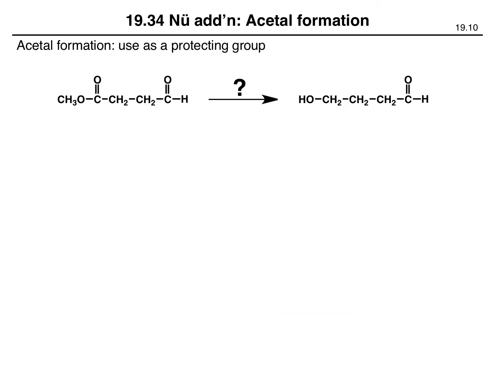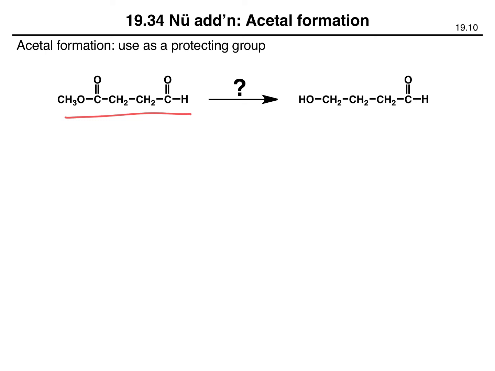So here we have an example of using an acetal as a protecting group. So let's say we're starting out with this compound where we have an aldehyde and an ester. And we want to reduce the ester in the presence of the aldehyde to form this compound where we have an aldehyde and an alcohol. But we can't do it. We don't have any methods to reduce an ester that won't reduce an aldehyde, right? We have a way of reducing an aldehyde that won't reduce an ester, but not the other way around.